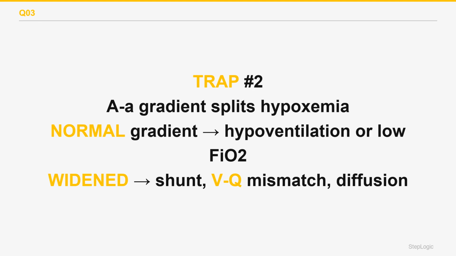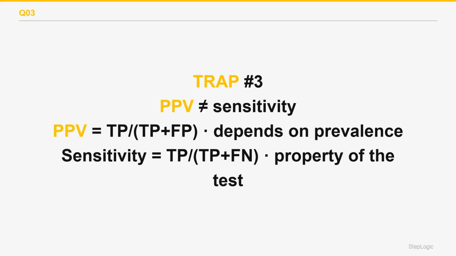Trap 2. The A-a gradient. A normal gradient with hypoxemia means the lung is fine: hypoventilation or low inspired oxygen. A widened gradient points to a gas exchange problem. This single calculation directs the entire differential.